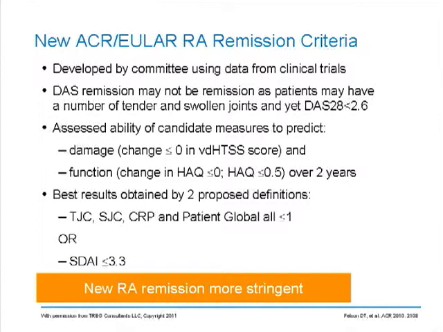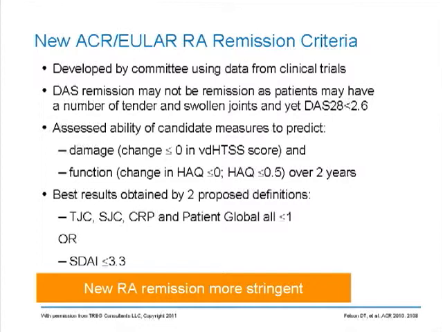At the ACR in 2010, the new ACR EULAR RA remission criteria were introduced. They were developed by a committee using data from clinical trials. The reasoning behind this is that DAS remission, and when I talk about DAS, I'm talking about DAS ESR, not CRP, although it's also true of CRP, may not be remission, as patients may have a number of tender and swollen joints even though their DAS is less than 2.6.